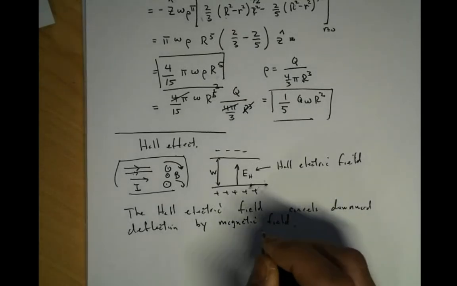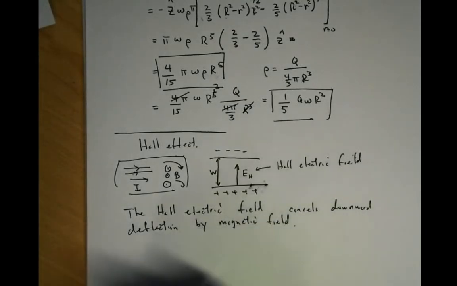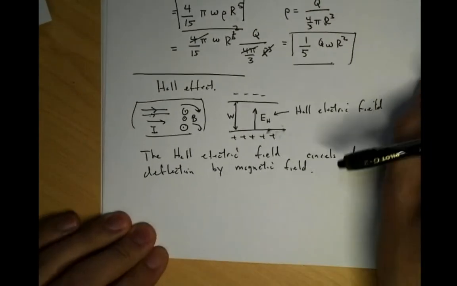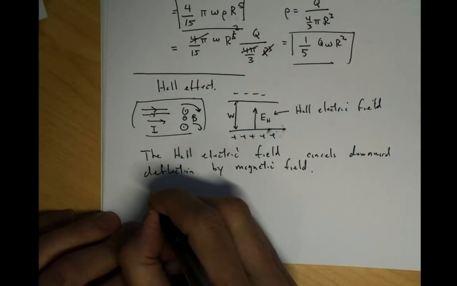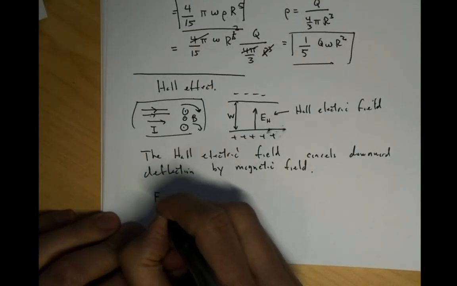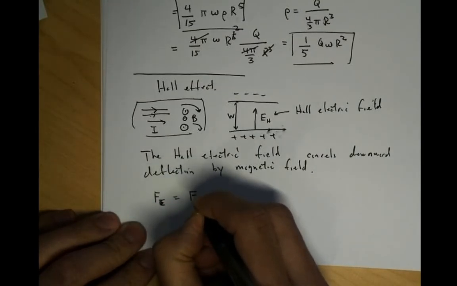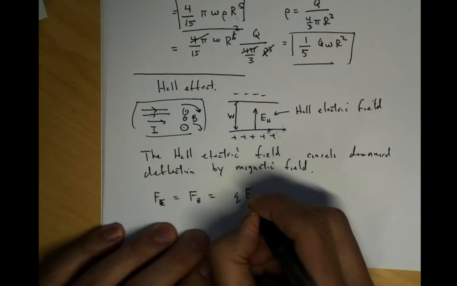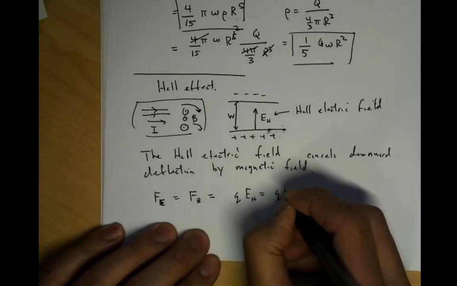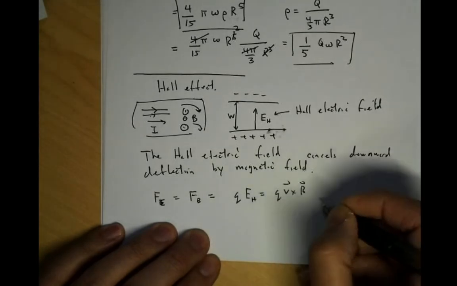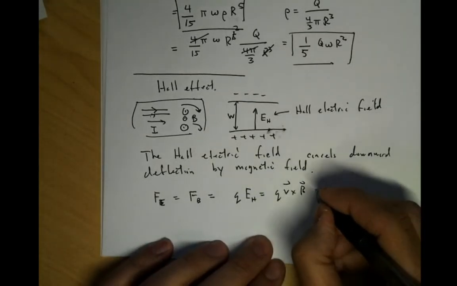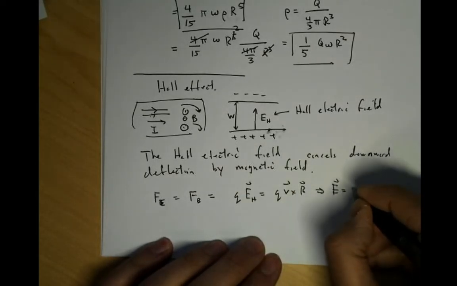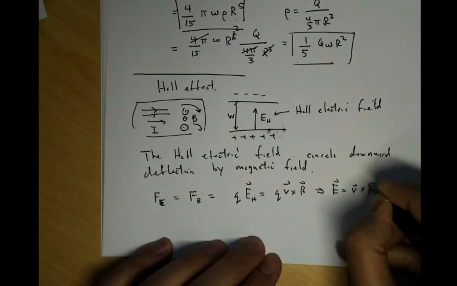It's generally really, really small, but it is actually something that can be measured, right? So let's go ahead and see what this looks like. If this cancels, that means that the electric force has to be equal to the magnetic force. So it's going to be equal to Q E_H is equal to Q V cross B, or in magnitude. And so what this implies is that E_H is basically equal to V cross B, roughly speaking.